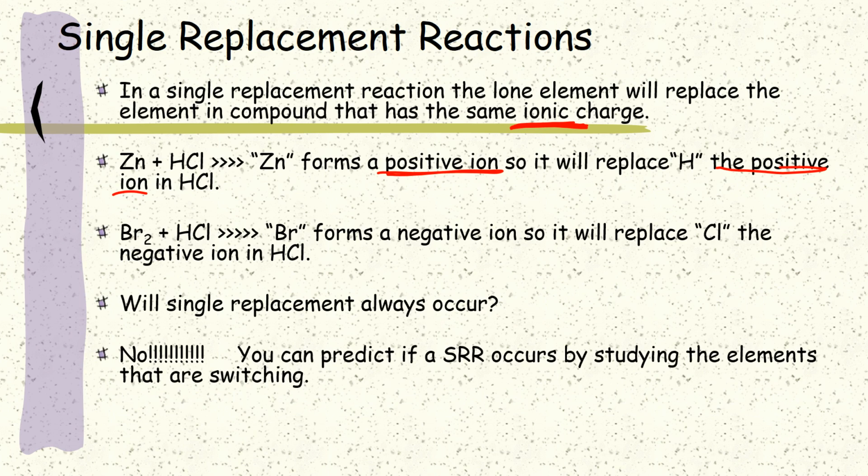So no, single replacement reactions will not always occur. Sometimes you can just have two things and they'll sit there and nothing will happen. You can predict SSR or SRR by studying elements and seeing what they're switching. So in order to know if they switch or not, we need a tool. So take out your periodic table reference packets, and I want you to turn to, let me see if I can find it on here.